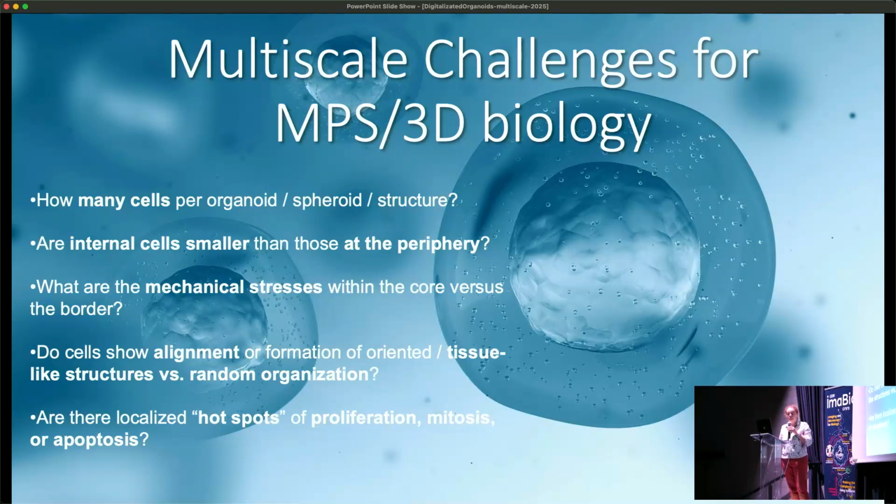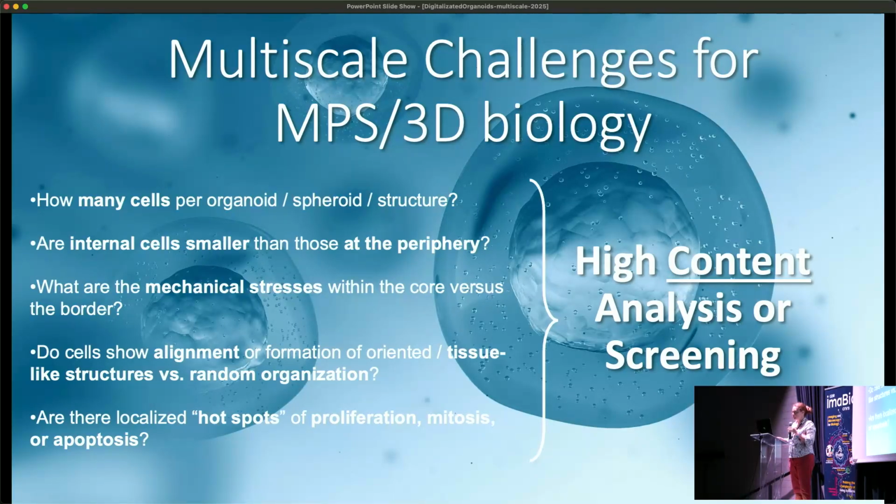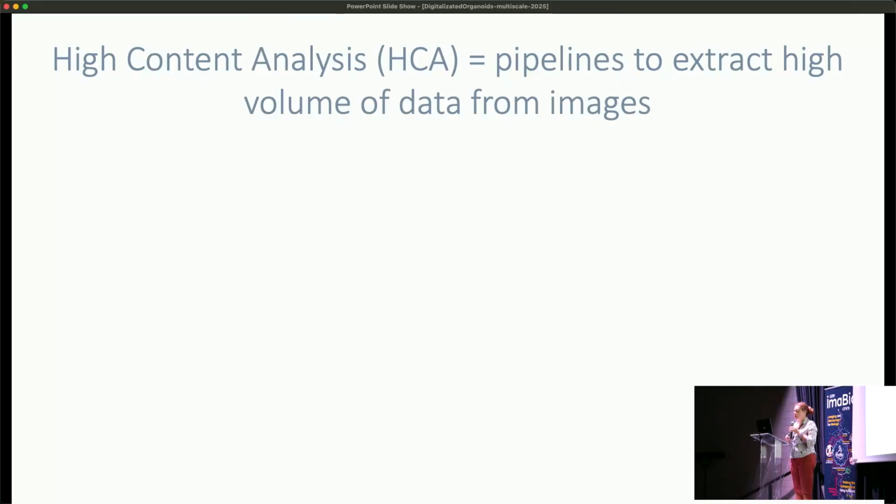And also in terms of mitosis, proliferation, or apoptosis. Altogether, this is really the domain of high content analysis or screening. And once again, a little bit of vocabulary on that. High content analysis is not new. It has already been described and defined.